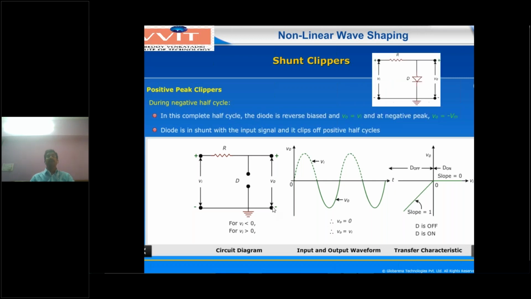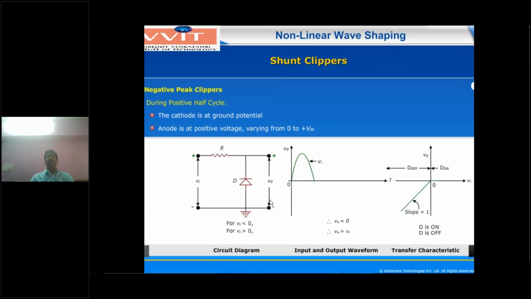And the next one is the negative peak clipping circuit. Here the diode will be in the reverse bias direction, whereas in the previous one the diode was in the forward bias direction. Again there will be two conditions. Vi less than 0, which means the input voltage is less than the reference voltage, that is the negative peak. Similarly, Vi greater than 0 means you are applying a positive peak.